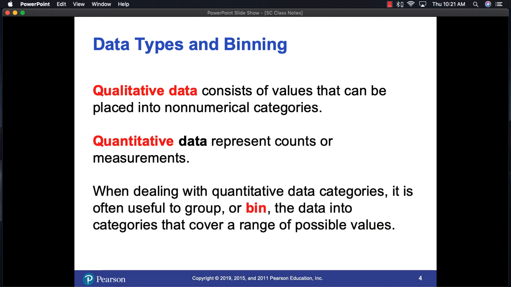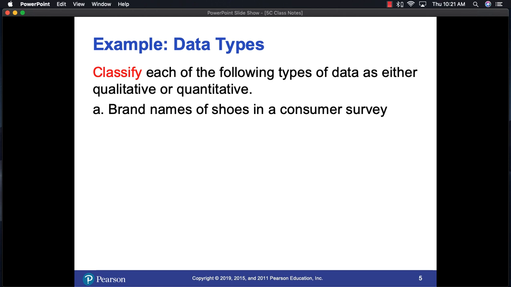Now, when dealing with quantitative data, it's going to be useful to group or bin the data, to cover a certain range, and I'll explain that also in a moment. But before I get to that, why don't we go ahead and do an example of different types of data. For example, let's classify each as either qualitative or quantitative. So part A, brand names of shoes in a consumer survey.